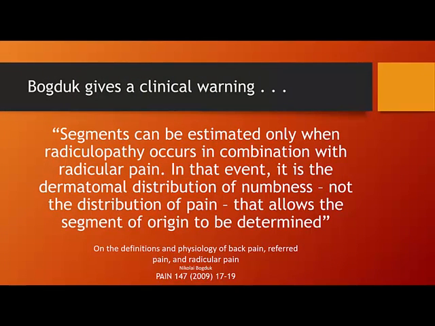And Bogduk, in a publication in Pain entitled On the Definitions and Physiology of Back Pain, Referred Pain, and Radicular Pain, gives a clinical warning. He states, quote, segments can be estimated only when radiculopathy occurs in combination with radicular pain. In that event, it's the dermatomal distribution of numbness, not the distribution of pain, that allows the segment of origin to be determined, unquote.